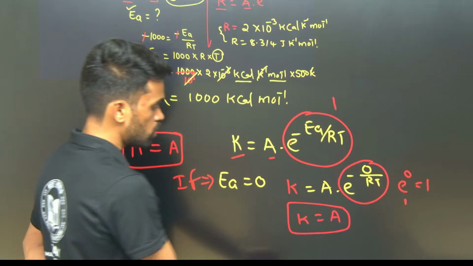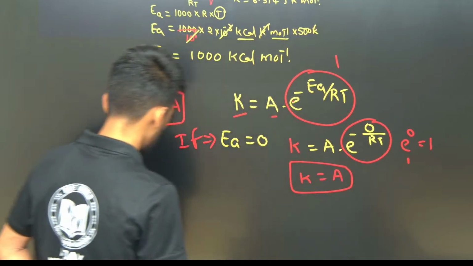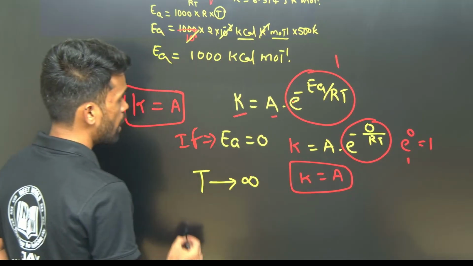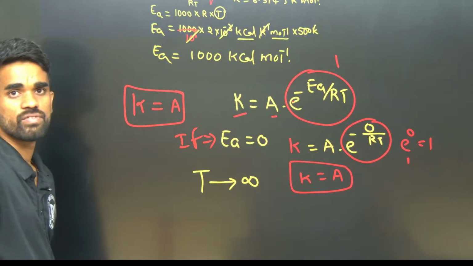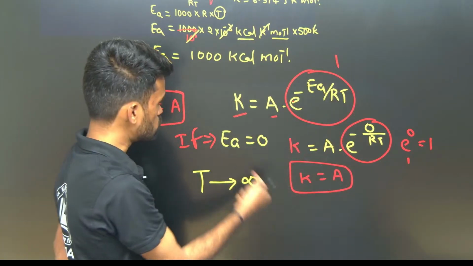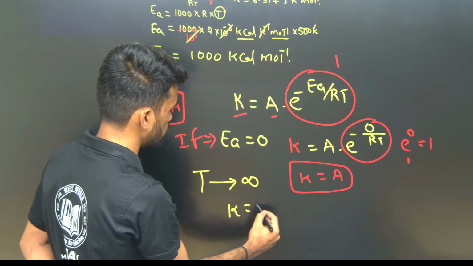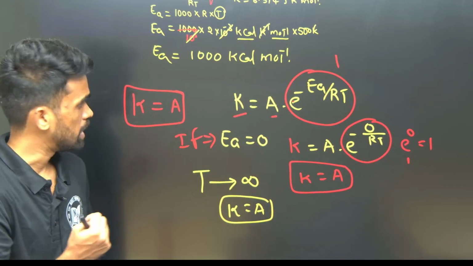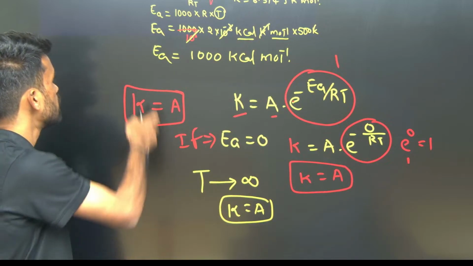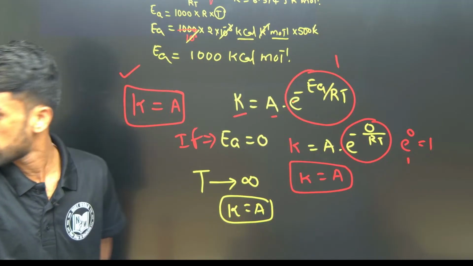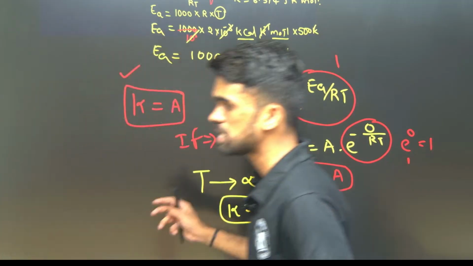Yeah. So now either temperature tends to infinite, yeah, this is the other condition we can make. Okay, something by infinite will also be 0 now, so in that case also K will be equal to A. So these are the ways they can also test us, like what are the conditions in which K equals A, rate constant K will be equal to Arrhenius parameter A. Okay, so like this also they may ask.